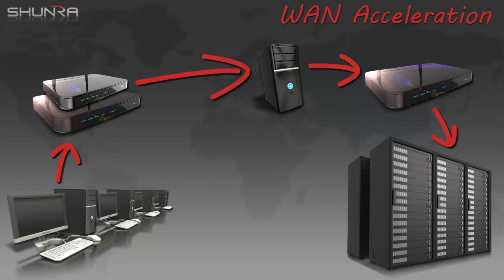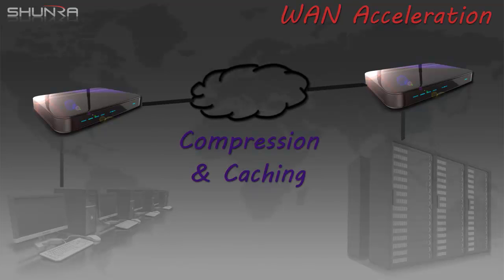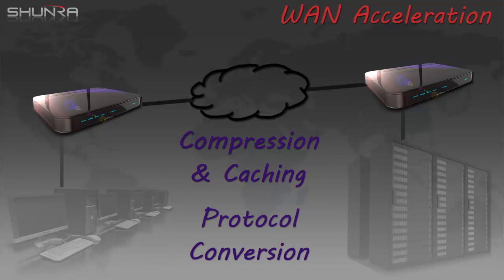There are several different vendors of WAN accelerators, and we're not going to advocate one vendor over another. They all work a little differently on specific types of traffic. But basically a WAN accelerator is a large compression and caching box. It also does protocol conversion.